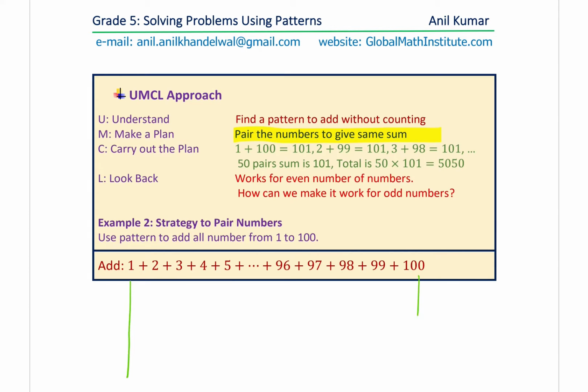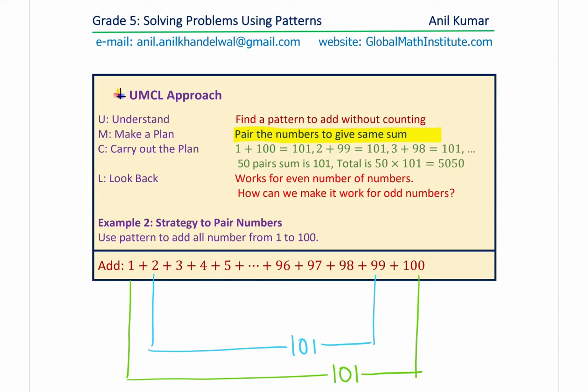Let's do 1 and 100, and what we get is 101, one more than 100. And then let's do 2 and 99. So we have 2 and 99 is also 100 and 1. And then we do 3 and 98, and that is also 101. So we get so many hundreds and ones. The idea is to understand this strategy.